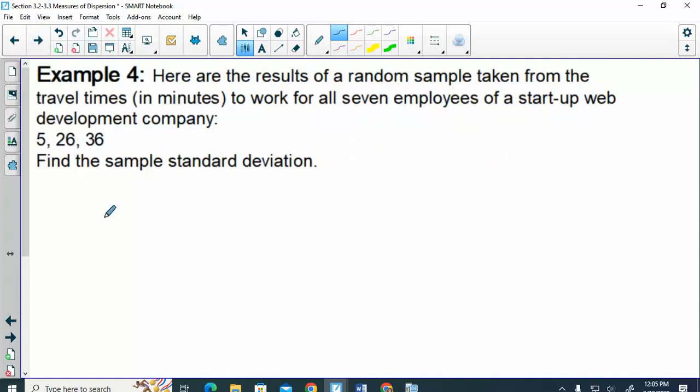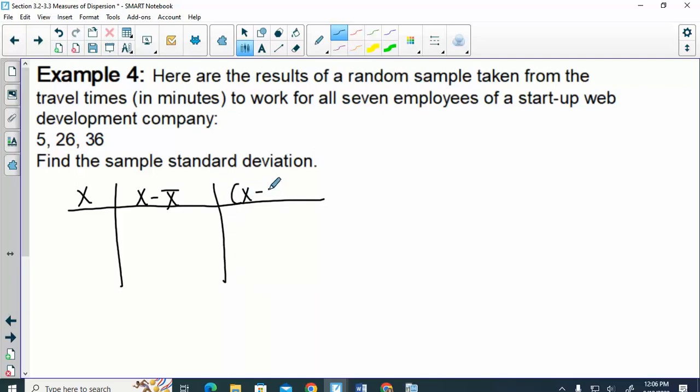All right, let's look at this one. Here are the results of a random sample taken from the travel time for my 7 employees. So, is this everybody? No, this was my sample. So if I wanted to do this standard deviation by hand, we need an x. Since I'm talking about a sample, the mean is x bar. I would need the mean of this group. Can you calculate that mean for me?